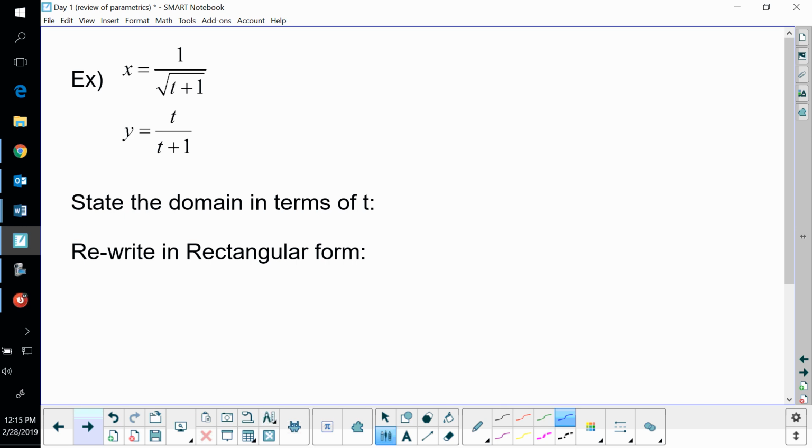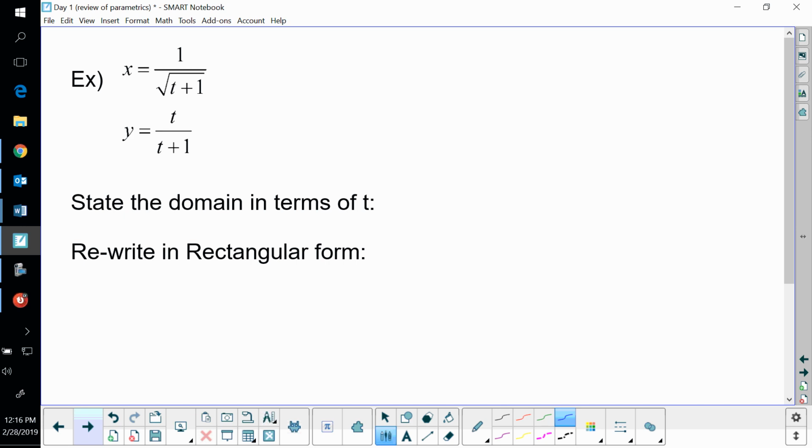So state the domain in terms of t. So we need to think about what issues could we have. Well, in the x, we need to make sure that denominator is not 0 because it's in the denominator of a fraction, and the radical also has to be non-negative.